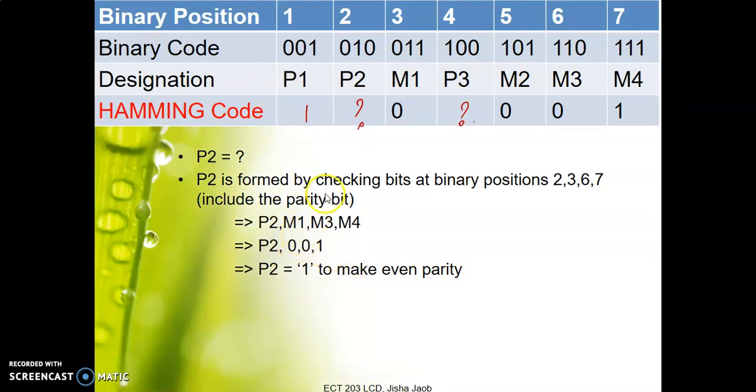In the same way, we fix the value of P2. P2 will check all the positions which have the second position as 1. That is positions 2, 3, 6 and 7. Positions 2, 3, 6 and 7 stand for P2, M1, M3 and M4. Let us substitute. I do not know P2. I substitute M1, M3, M4 as 0, 0, 1. I already know that I need to make an even parity Hamming code. Therefore, to make the total number of ones even, P2 should be equal to 1. Once again, I've got the value of P2. In the same way, you go for finding P3 and you get the value of P3 equal to 1 in order to make the parity even.